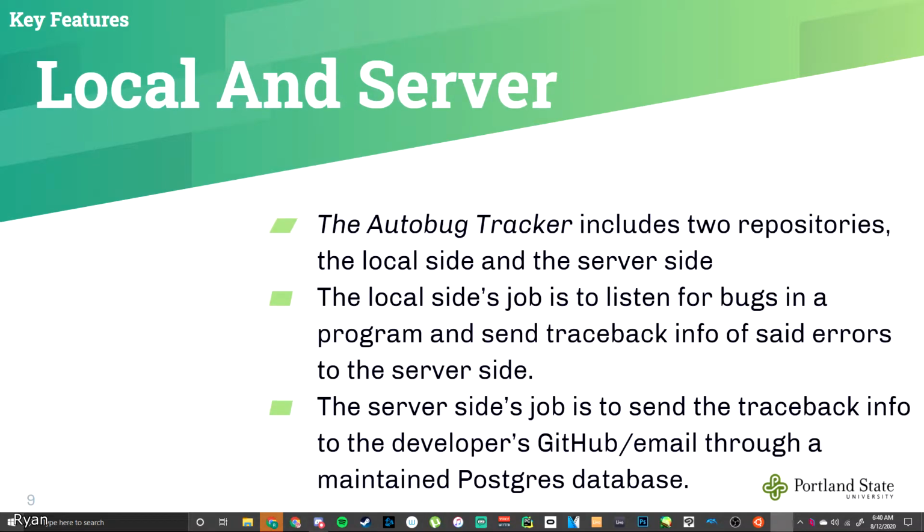Our program has 2 repositories. They're local and server side. The local repository is called AutoBug Local, and the server repository is the bug tracker. The local side's job is to listen for the bugs and then send that traceback info to the server, and the server side's job is to send the traceback info to the developer's GitHub and email through a maintained Postgres database.